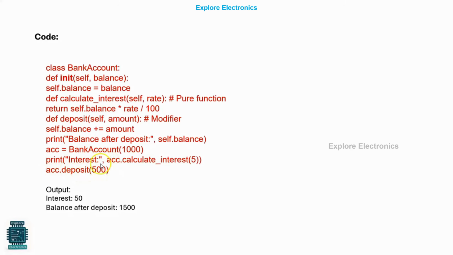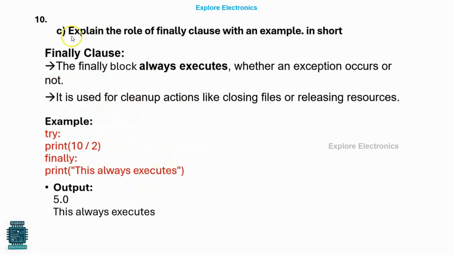account.deposit(500) means it calls the deposit method on the account with an amount of 500, which updates the balance and prints the new balance. After that, I'll get the output. The interest is 50 and the balance after deposit is 1500. Clear with this? If not, listen once again carefully. Let us move to the next question.